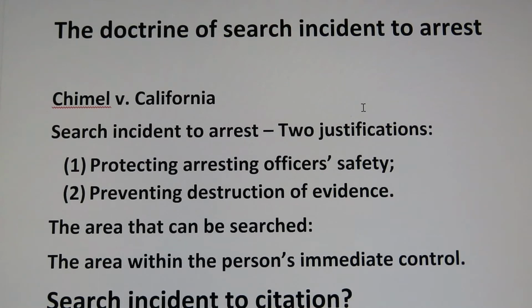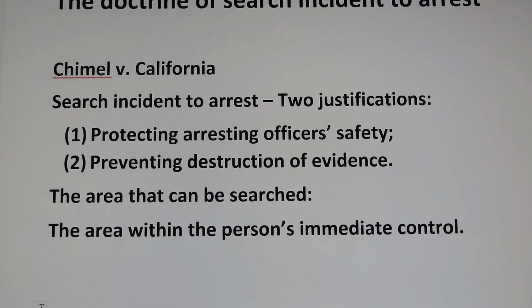But based on these two justifications, we have this issue as to where police can search. Because the two justifications for search incident to arrest are, one, to protect officers' safety, and another, to prevent destruction of evidence, the court said the area that can be searched is limited to the area within the person's immediate control. Meaning, police cannot search anywhere. Police may search only the area within the person's immediate control. That would include the person's body and anywhere the person could reach.